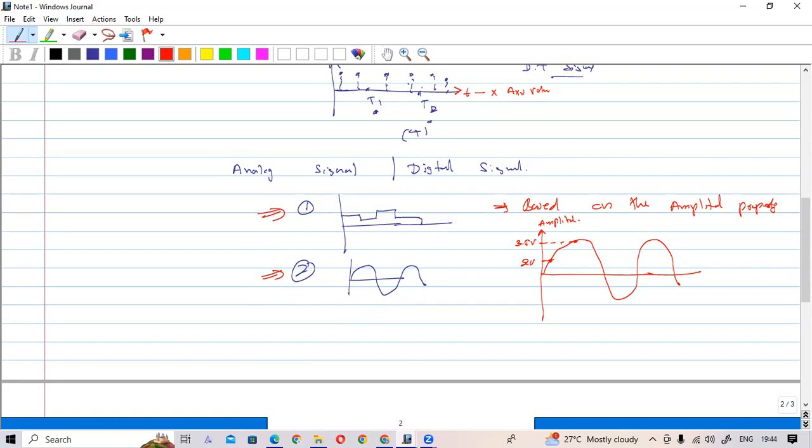Tell me how many voltage levels are there between 2 volt and 3.5 volt? Please tell me.